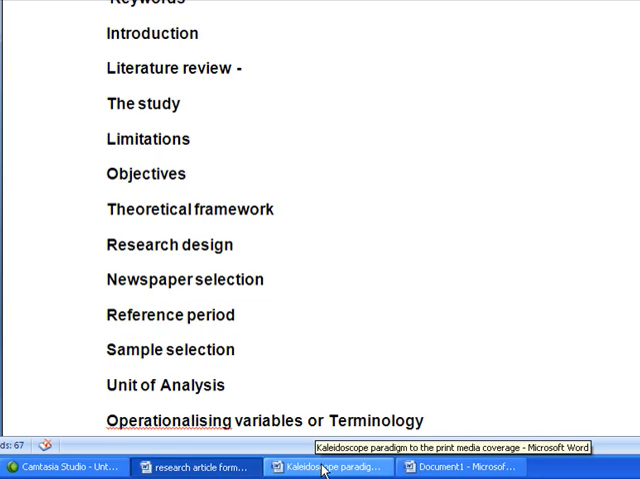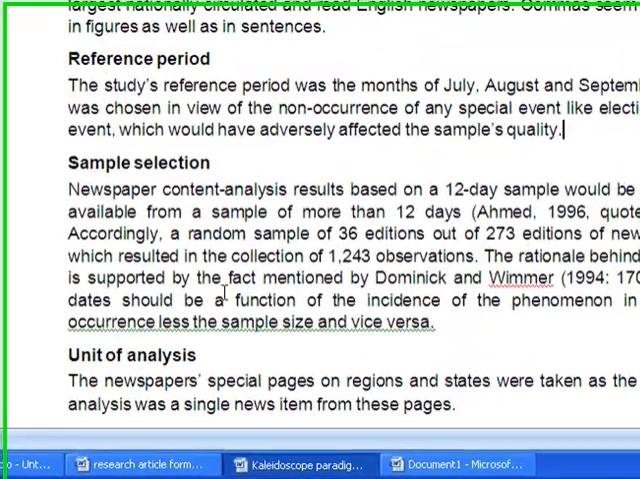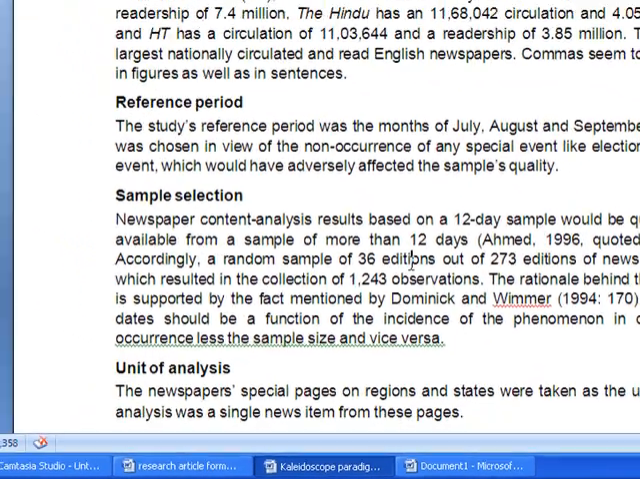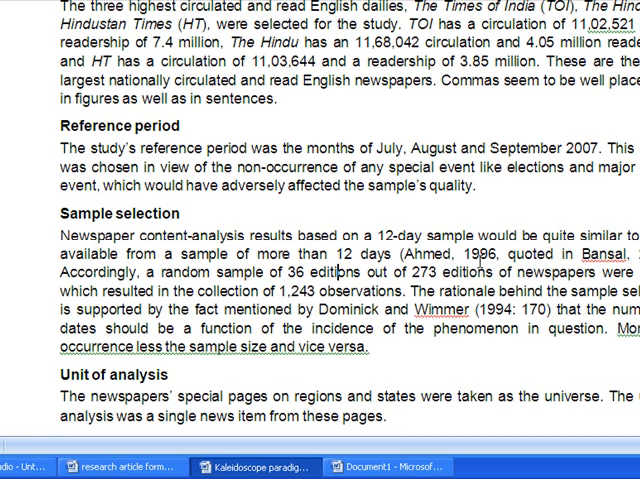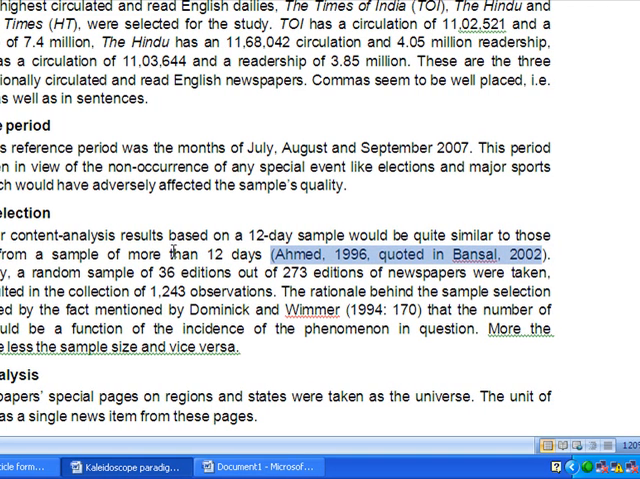Sample selection, again, is the justification for selecting the sample from the newspapers, and it should be supported by evidence.